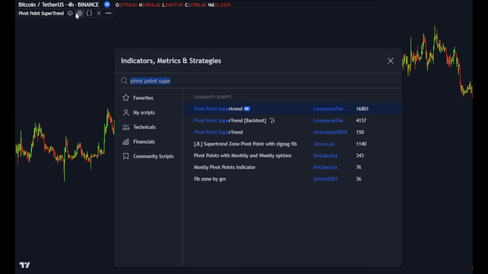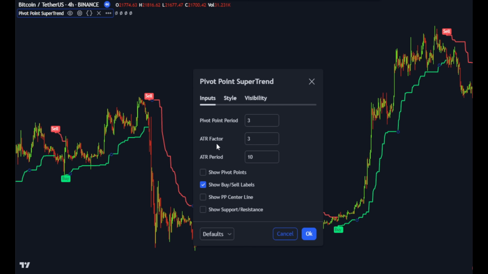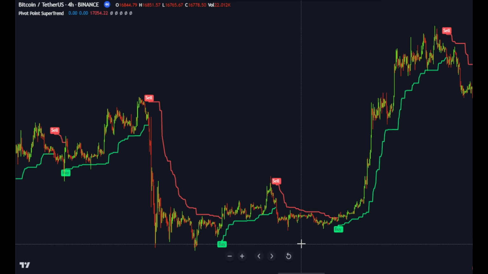In inputs we go where it says pivot point period and change from 2 to 3. In ATR factor, we change from 3 to 2.8. In ATR period, we change from 10 to 8. We leave the style by default. This indicator is really very good since it is based on pivot points.